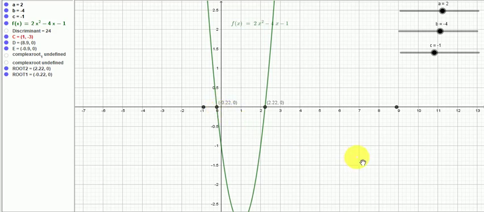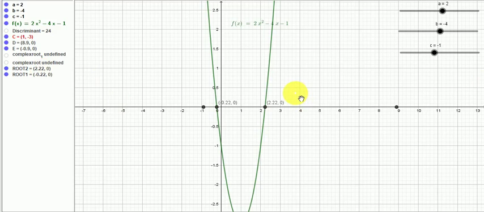Okay, so here the roots are 2.22 and minus 0.22. In fact they are irrational, but they have been given up to 2 decimal places. Okay, so this is done.